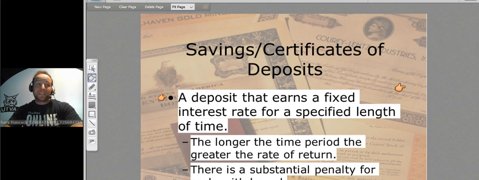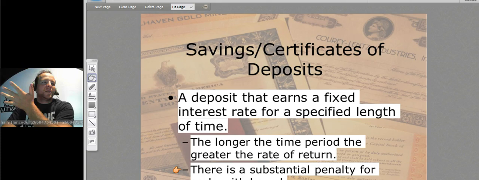Okay, another thing that's really, really safe is savings certificates of deposit. It's a deposit that earns a fixed interest rate for a specified period of time. The longer the time, the greater the return. There's a substantial penalty if you withdraw it. So for example, your bank or credit union that you're with, you can put your money in a certificate of deposit, and it says you have to keep that money in there for X amount of years or X amount of months, or you have to pay a penalty, but they'll give you so much interest back. It's not a lot of interest, so it's not very risky though.